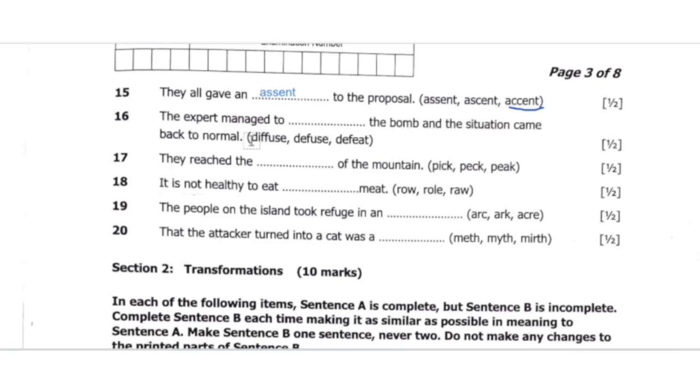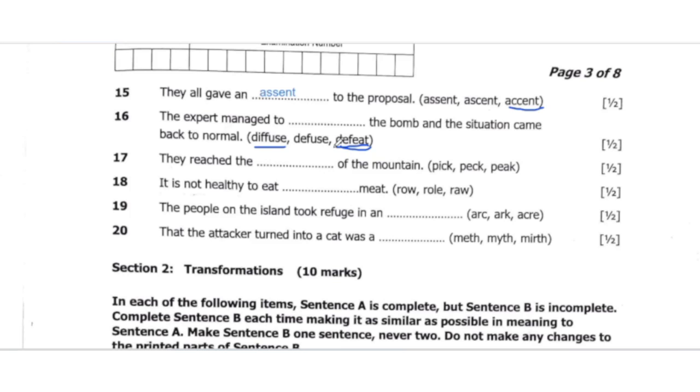Okay, so when there's a bomb, they'll call people who are specialized in dealing with bombs. So we are talking about when you neutralize the bomb, we say you defuse the bomb. When you talk about diffuse, this is moving from higher concentration to lower concentration. When we talk about defeat, this is losing. If you have been defeated, that means you have lost. If you defeat someone, that means you have won the battle, whatever you are trying to win against that person. You have defeated him.